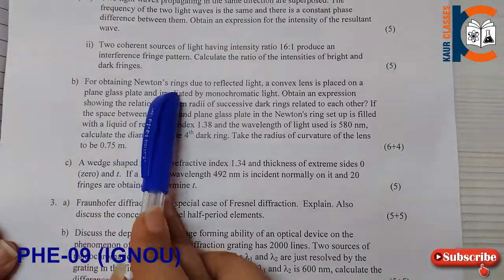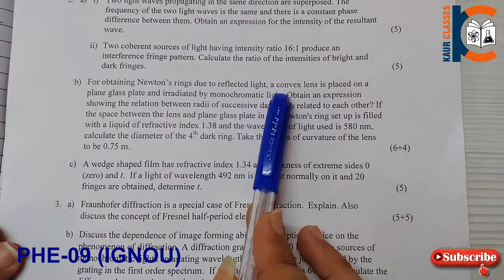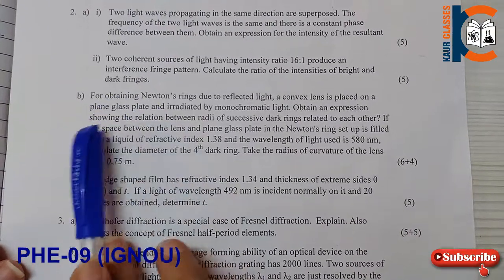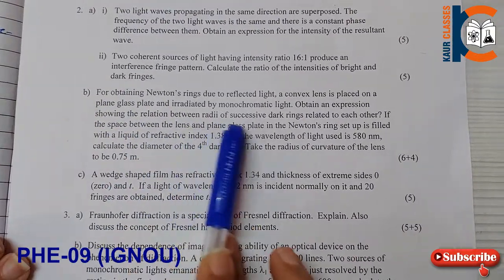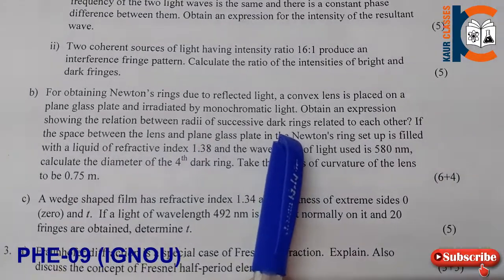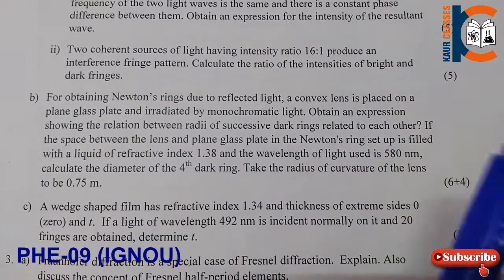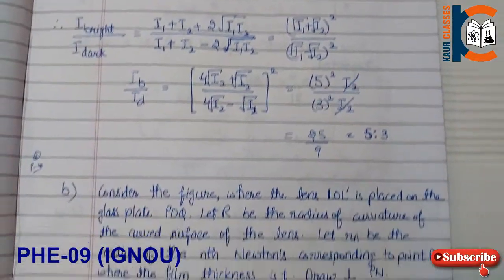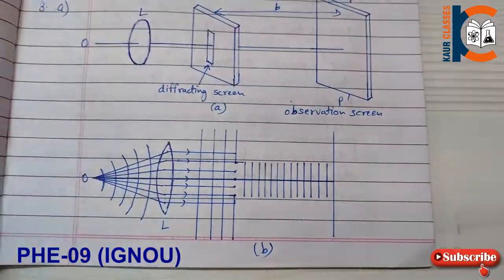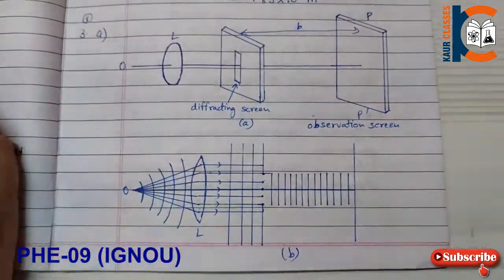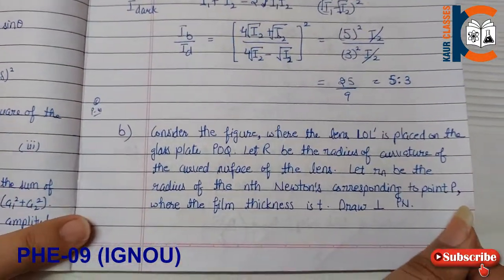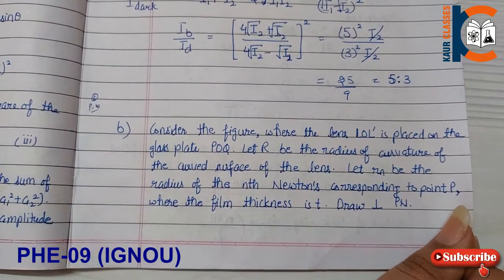For obtaining Newton's rings due to reflected light, a convex lens is placed on a plain glass plate. We have to obtain an expression showing the relation between the radii of successive dark rings, along with a numerical we will solve later. Consider a figure here. This is the lens.